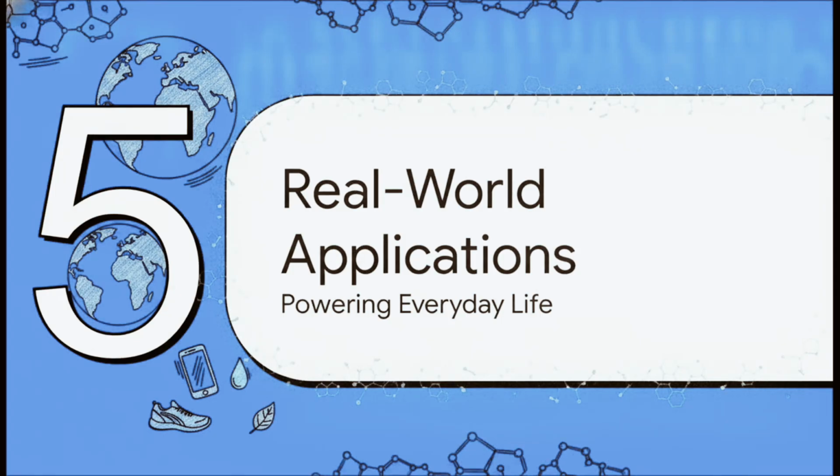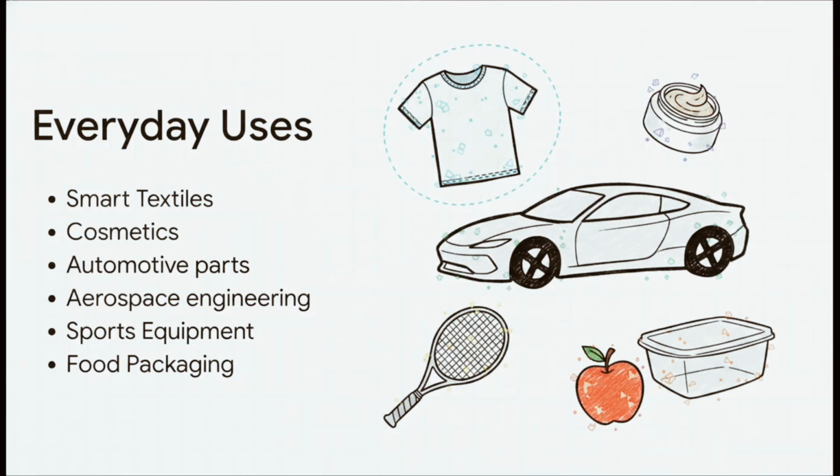Section 5. Real-world nano applications. How the invisible world powers everyday life. Now, you might be thinking this all sounds like sci-fi, but the sheer ubiquity of nanotech in our modern lives is stunning. It's already integrated into smart textiles that magically resist stains or monitor your health. It's in the cosmetics you apply, giving them smoother textures and way better absorption. It strengthens automotive parts and aerospace engineering, making vehicles lighter and much more fuel efficient. It's even making your sports equipment more durable and keeping groceries fresh longer through advanced food packaging. You are interacting with this invisible revolution literally every single day.